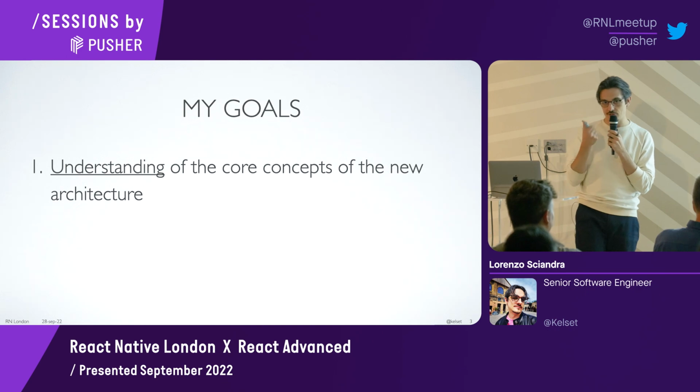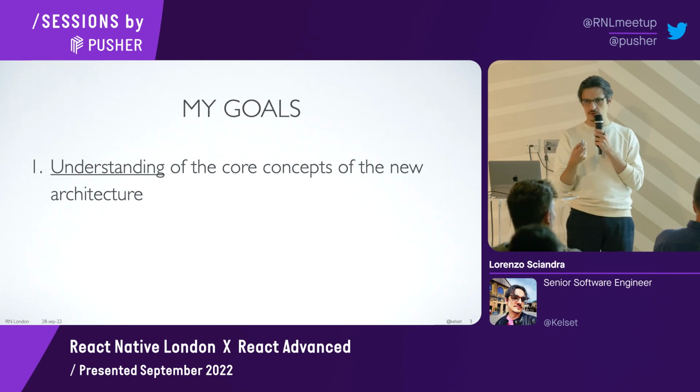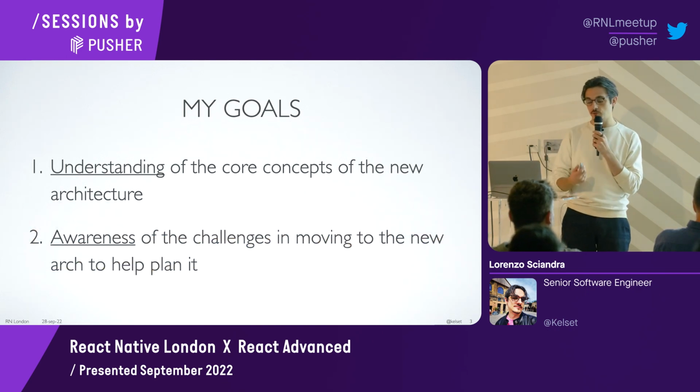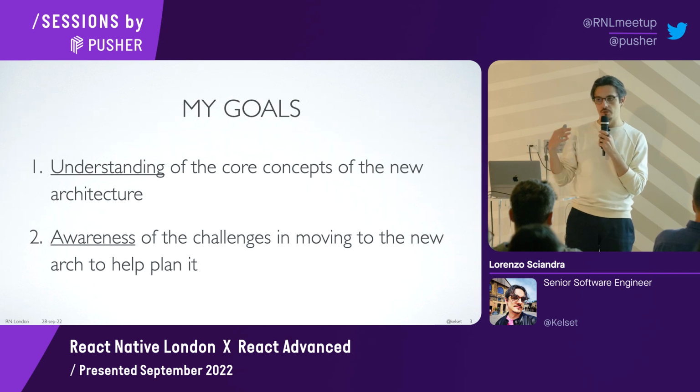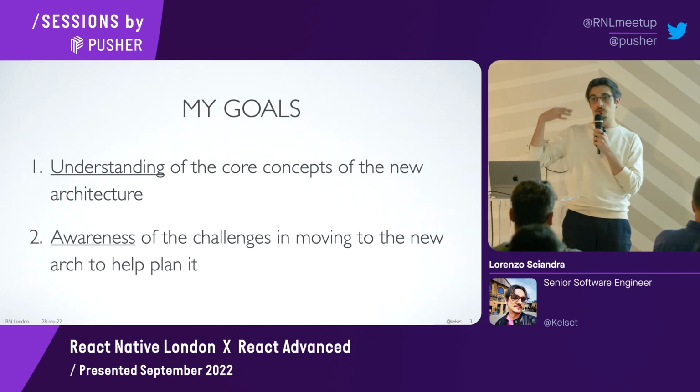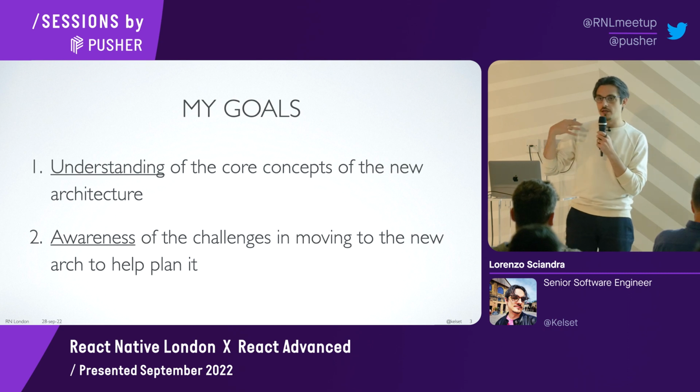So the first one is to understand the core concepts of the new architecture. So we're going to dive a bit technical. And the second one is awareness of the challenges. So we know that we want to do it. We know that we have the window of opportunity now. Okay, what are the roadblocks ahead of us?